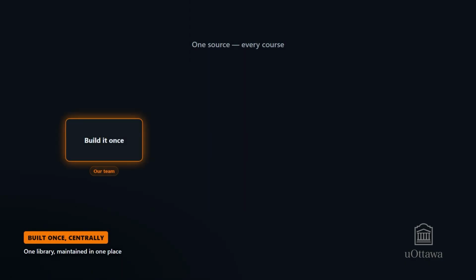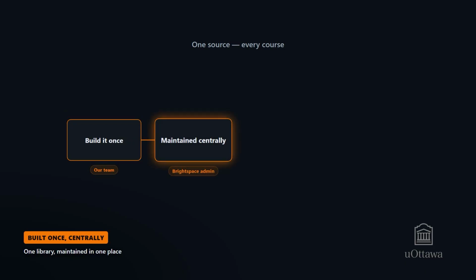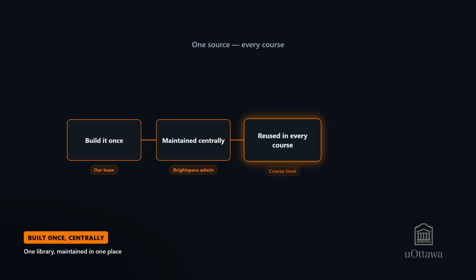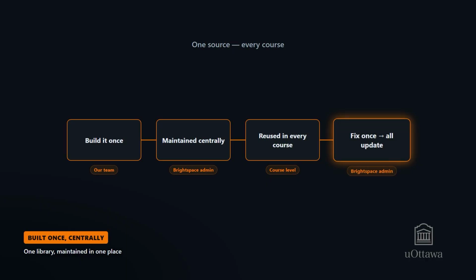Here is what makes that scale. A component is built once, centrally, by our design team, not by the instructor. And the whole library is maintained in one place, on Brightspace. From there, it is shared to every course that needs it. And when something changes, we fix it once, and every course updates.